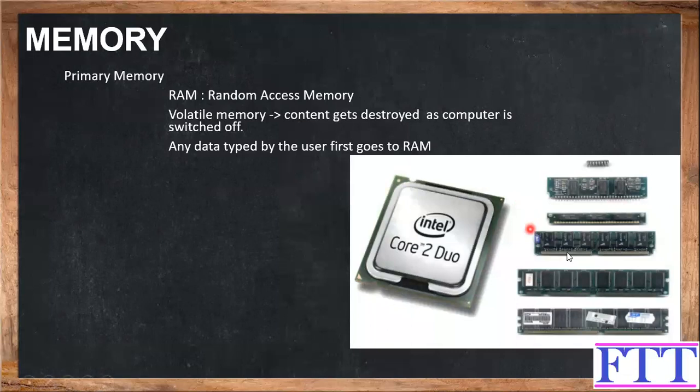Then comes the example for RAMs. So these are all the examples. This is Core 2 Duo, nothing but a processor. Processor, what do you mean by microprocessor? ಅದನ್ನ ಸ್ವಲ್ಪ ಲೇಟ್ ಆಗಿ ಡಿಸ್ಕಸ್ ಮಾಡೋಣ.